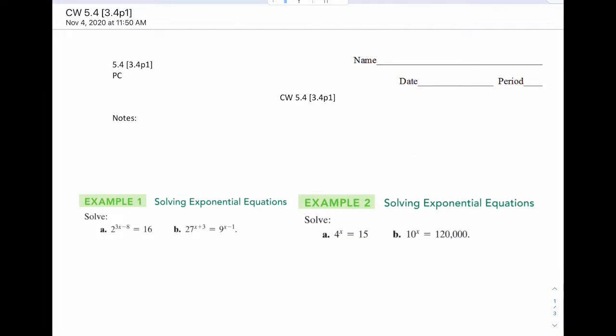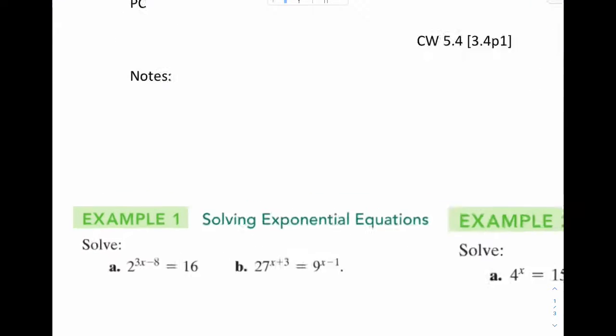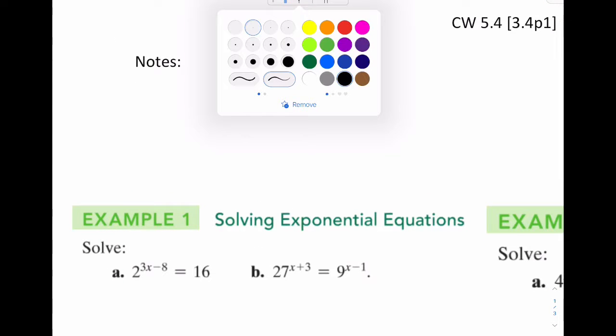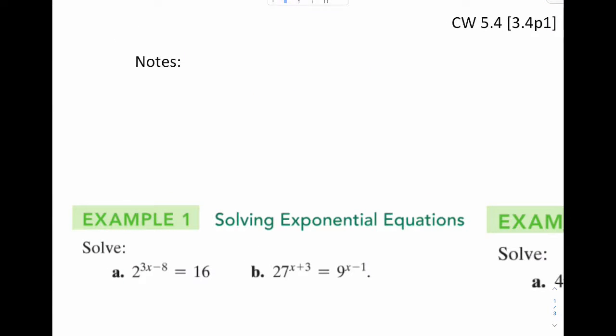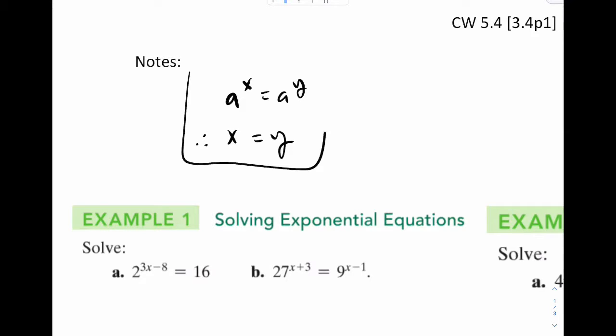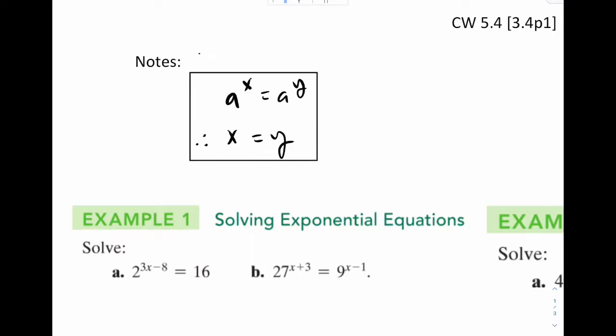Welcome to Classwork 5.4. Today we're going to be solving exponential equations. So the first thing to write down is going to be a simple idea that a to the x equals a to the y. If you know that, you can conclude that x must equal y. I know that seems very simple, but you're going to box that, and that's a very powerful concept that we're going to start with today.